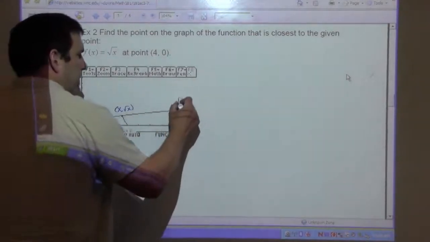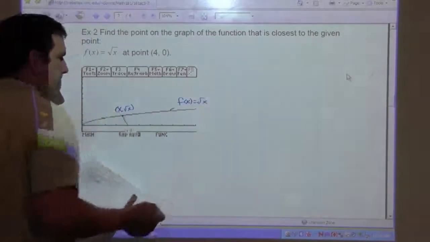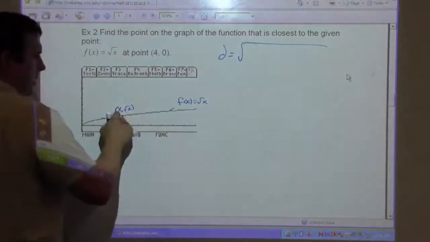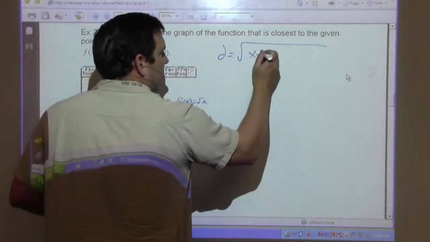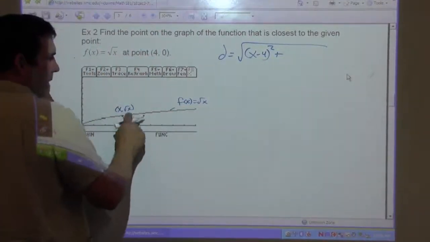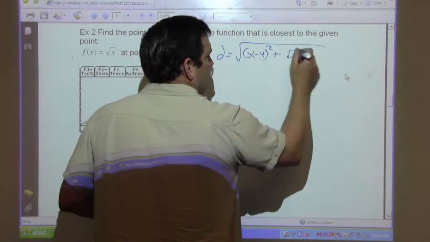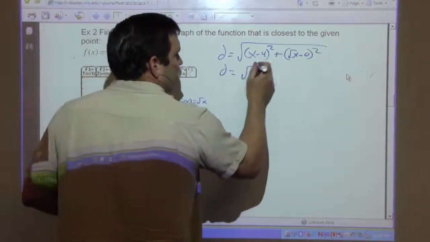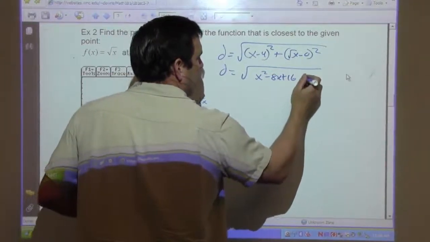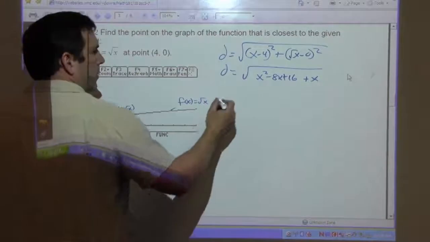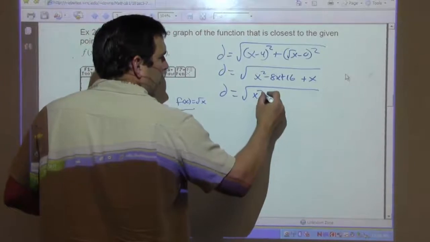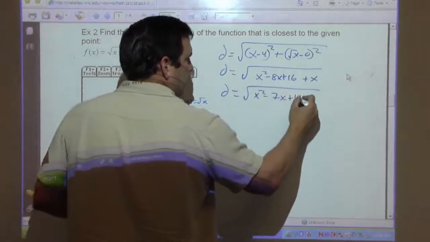Because this function is f of x equals the square root of x. So if we use the distance formula, that's going to be the square root of x minus 4 squared plus the y value minus 0 squared, so square root of x minus 0 squared. It's going to be x squared minus 8x plus 16 plus x. So d equals the square root of x squared minus 7x plus 16.